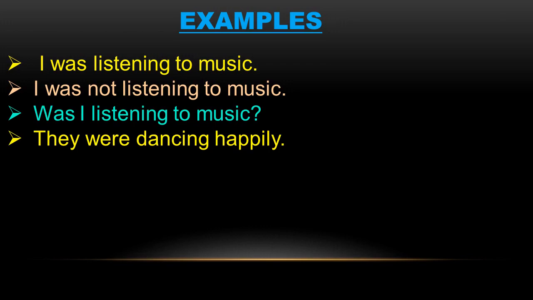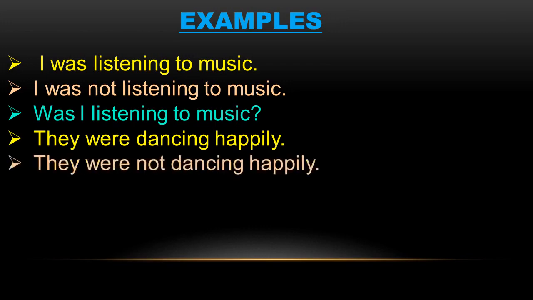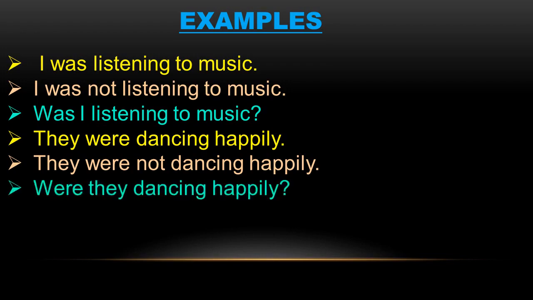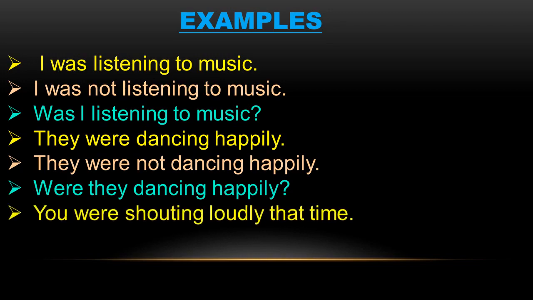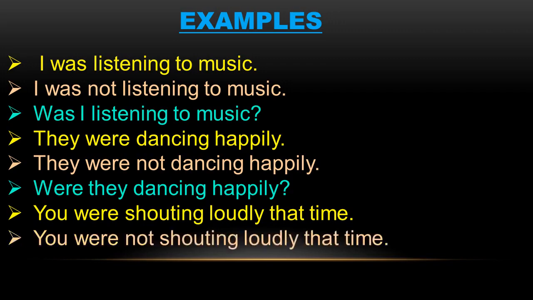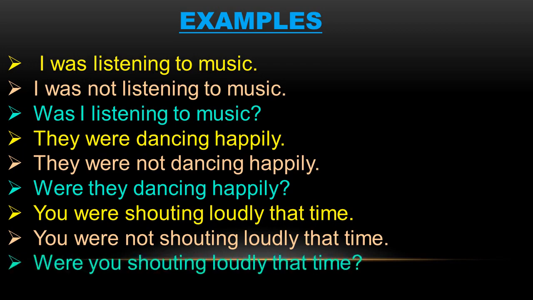Next, they were dancing happily. Negative, they were not dancing happily. Interrogative, were they dancing happily? Right? Next, you were shouting loudly that time. Negative, you were not shouting loudly that time. Interrogative, were you shouting loudly that time? So, they were the examples of past continuous tense.